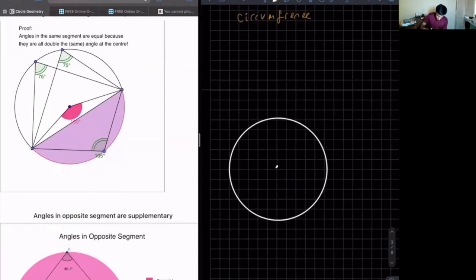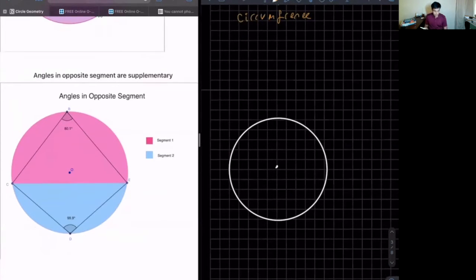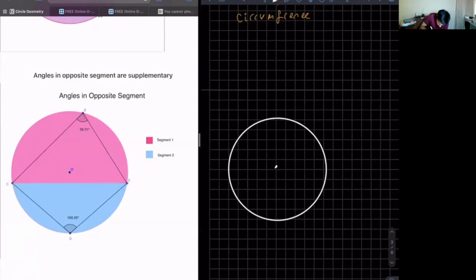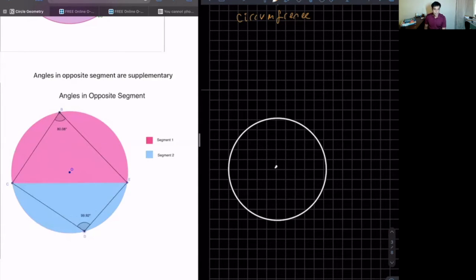So let's go to this second last rule. This makes sense. Angles in opposite segments are supplementary. So what does supplementary mean? Let's change this to be, let's see, can I get this to 80? I can't get it to 80. This is really tough. Oh, 80.08. All right, we're close enough. Basically, what this is saying is that this segment plus this segment equals 180.